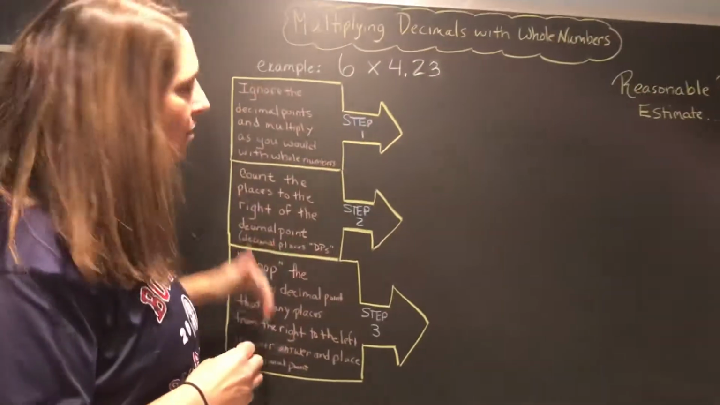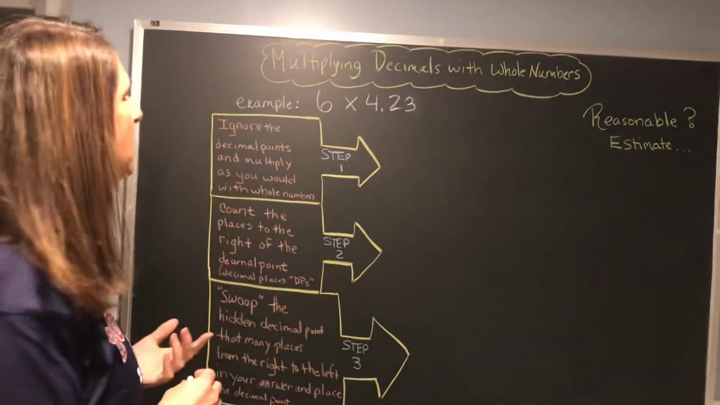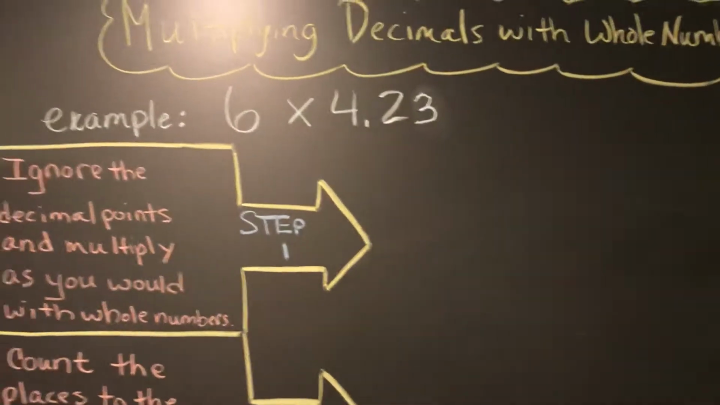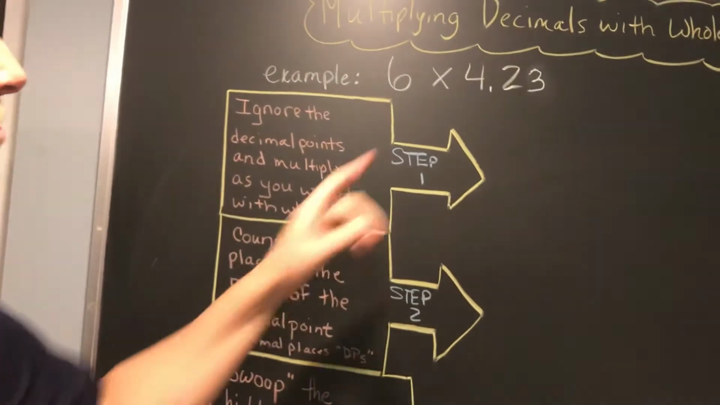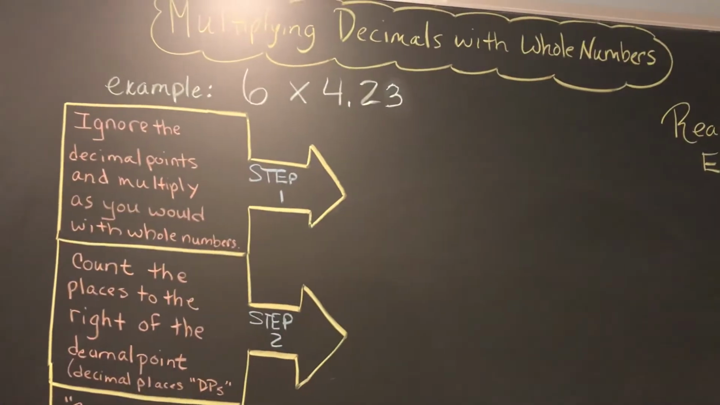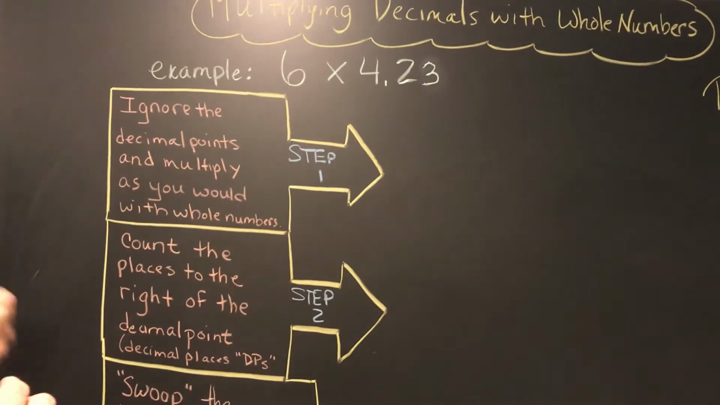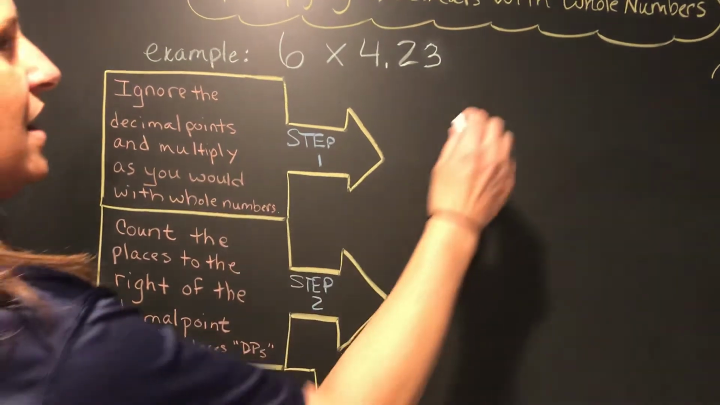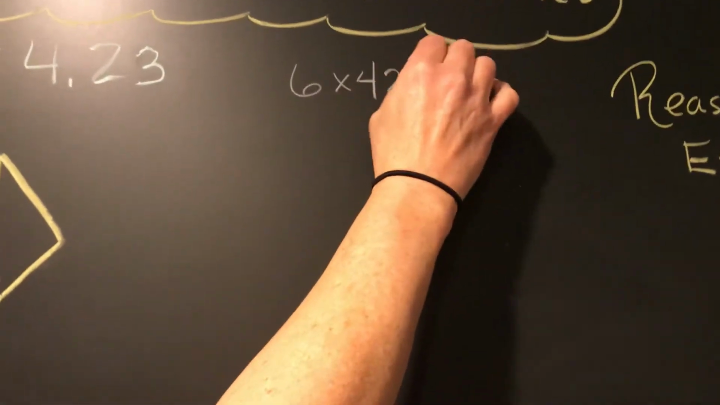So you've got a couple of steps. We're going to go through the steps with a specific example. So here's the example. We have 6 times 4 and 23/100ths. Step 1 is to ignore the decimal points and multiply as you would with whole numbers. So basically you pretend that these are just whole numbers, that it's 6 times 423.